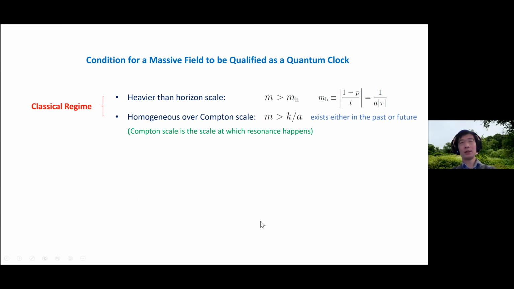And second, I will describe the condition for the quantum fluctuations of the massive field to be qualified as a standard clock. This condition is what I call the classical regime. It has two conditions. The mass of the field has to be larger than the horizon scale that I mentioned previously, which is true for the classical case as well, except that this horizon scale can be time dependent.